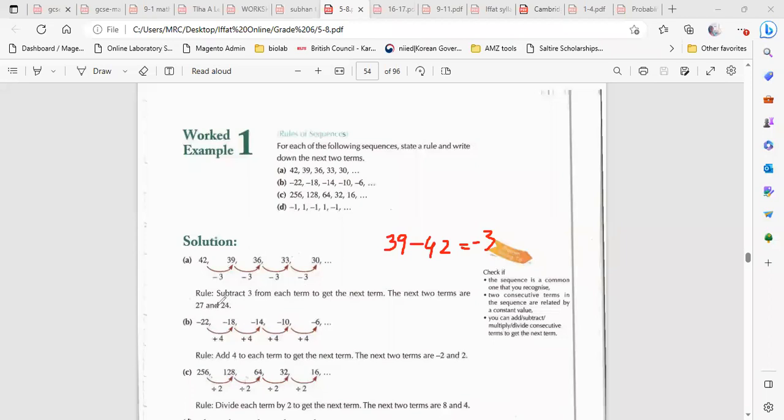Okay. Now part B, the sequence is minus 22, minus 18, minus 14, minus 10, minus 6. To get the rule of this sequence, you have to subtract the first term from the second term. So you write minus 18 minus of minus 22. So what should be there? Minus 18, minus minus becomes plus 22. So what is the answer when you subtract minus 22 from minus 18? It would be 4.